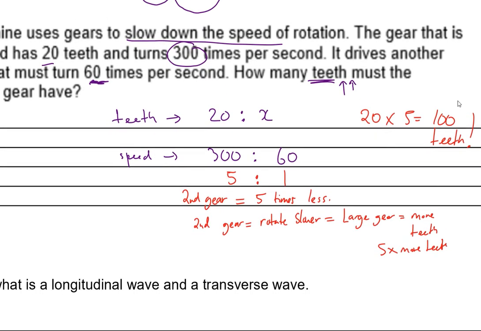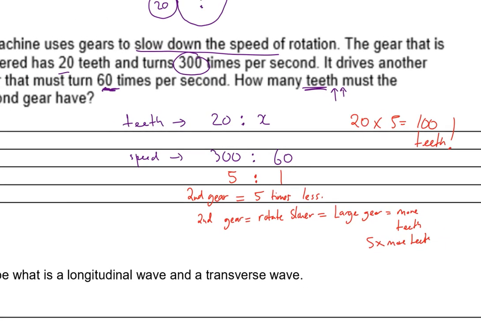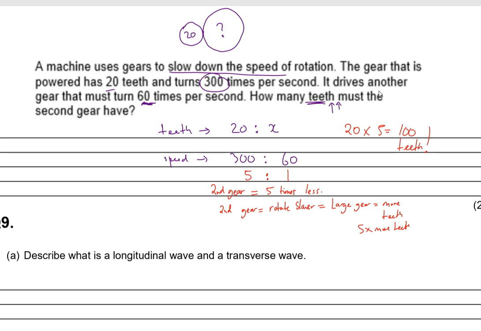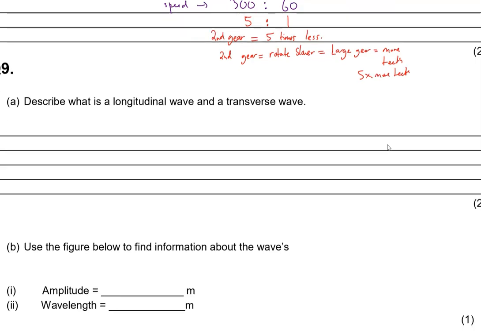Again, for those of you who got this wrong, make sure that you have the full working out there for your 2 marks. So we have a small gear rotating 300 times, and the big one is rotating only 6 times, which is 5 times less, so therefore you need to have 100 teeth. Now you guys should know this by now.